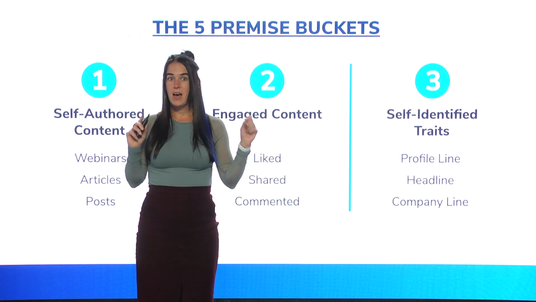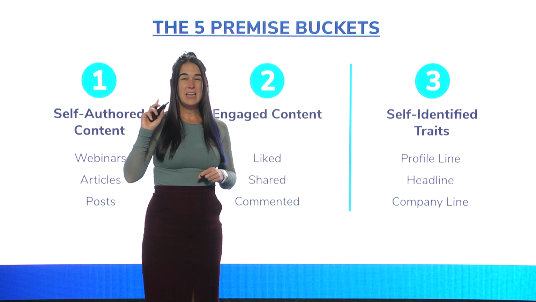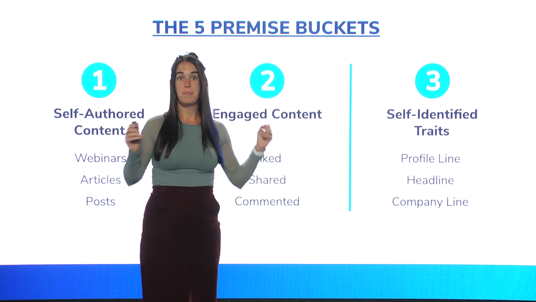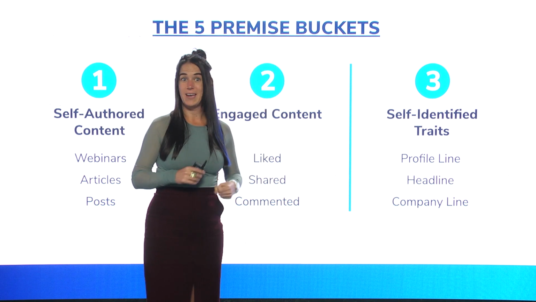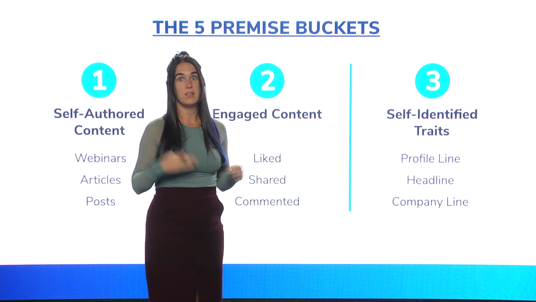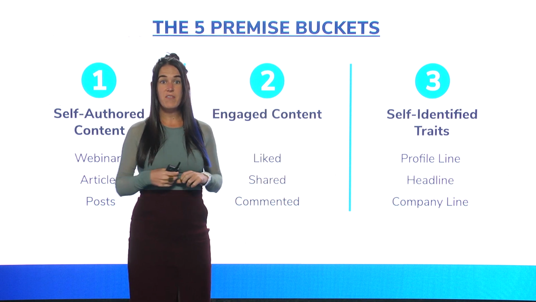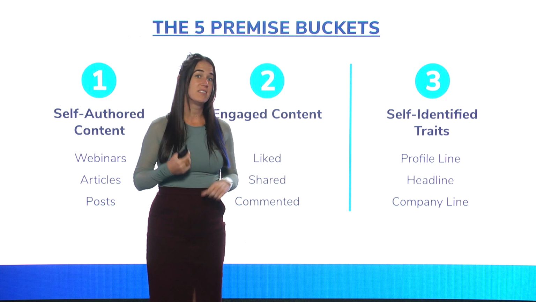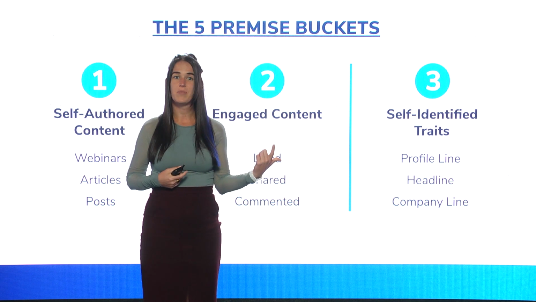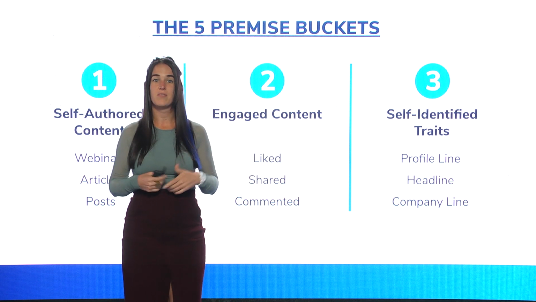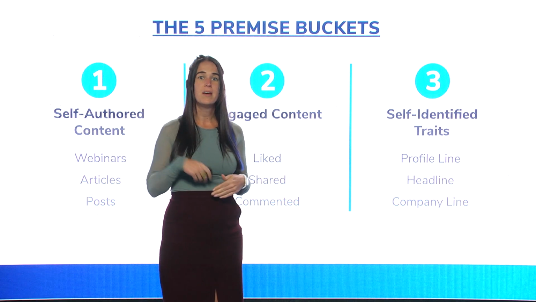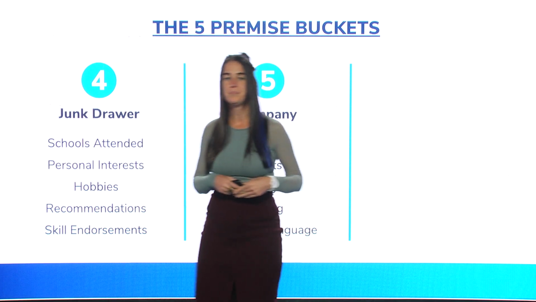Typically, I'm finding a personalized premise 80 to 85% of the time in these first 3 buckets. That's where you really want to aim, because these are the buckets where you're going to see the most conversion. But if you can't find something that they authored, and you can't find something they engage with, and you can't find something within the traits that they listed about themselves that you can link back to your value prop, then I would go with bucket number 4.